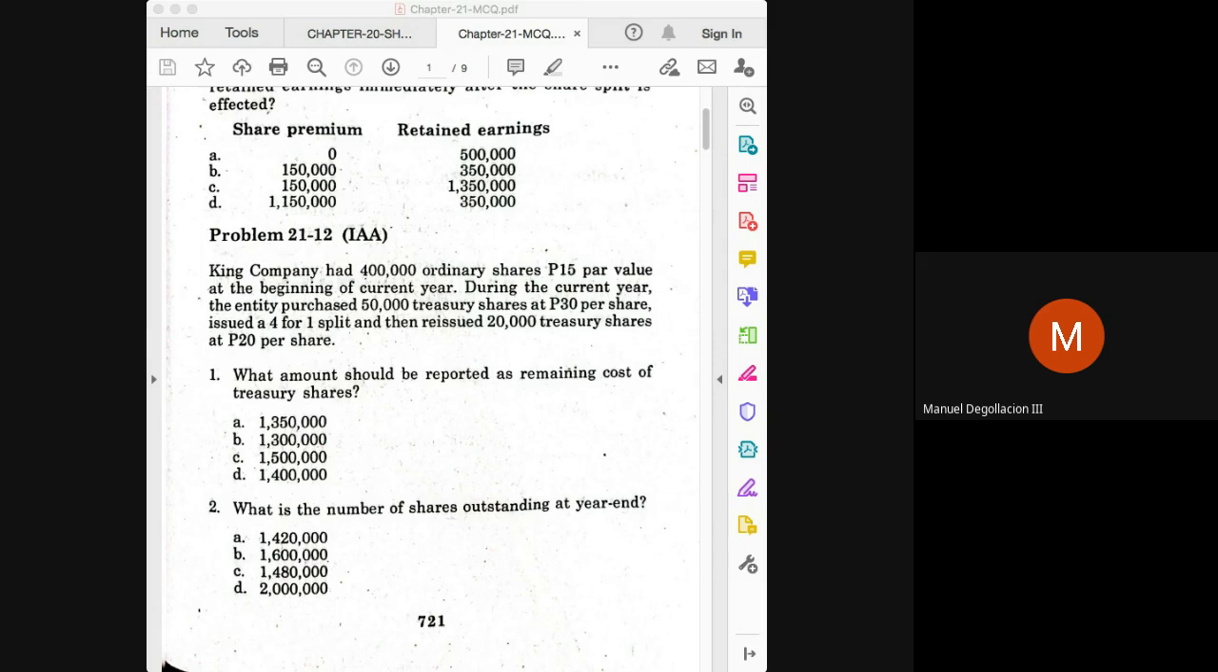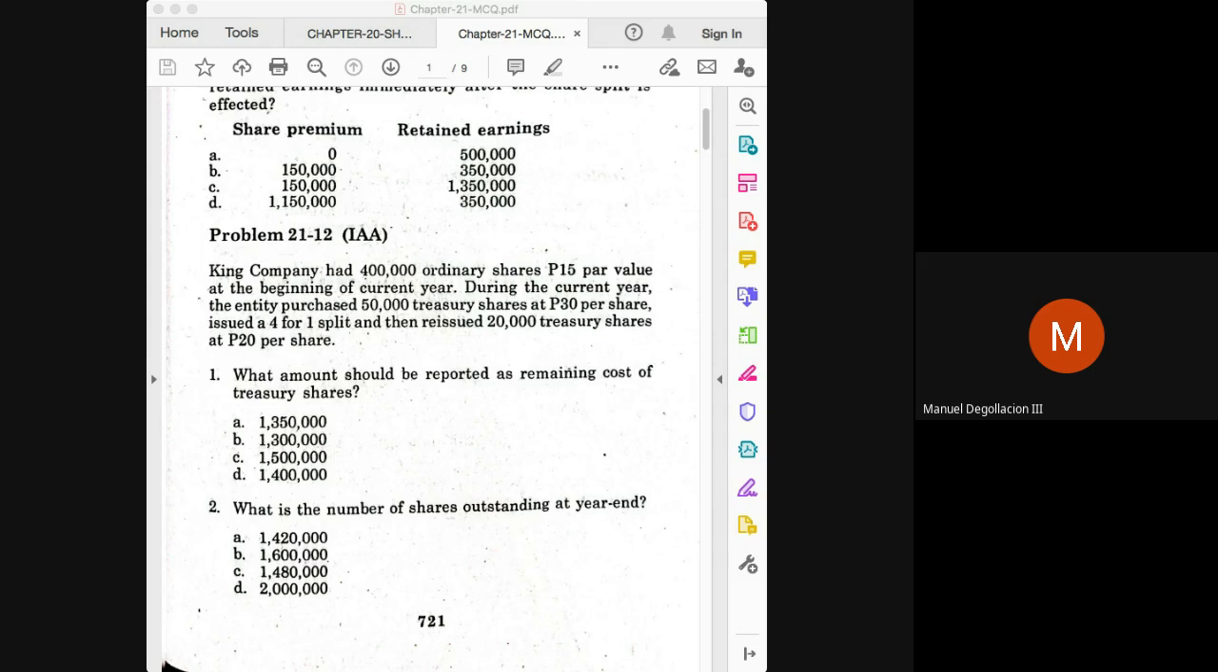It will just be the entity itself. So it should only be those that are being held by outside parties that will receive dividends. Okay. And since dividends are being discussed closely together with share split and other shareholders' equity transactions, some students would think that since treasury shares do not receive dividends, the treasury shares will also not be affected by stock split, but that's wrong. Okay? Apply the stock split also to your treasury shares.